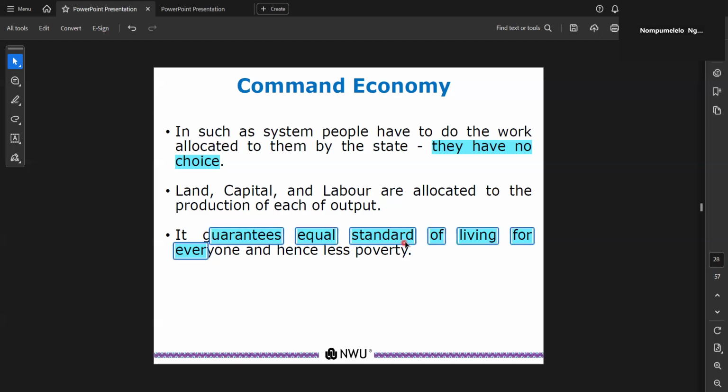It guarantees an equal standard of living for everyone. So this is an advantage of the command economy: the government owns all the resources and the people have no choice, but it's good because it guarantees an equal standard of living for everyone. So there's less poverty because the government allocates the resources equally, so there's less poverty in the command system.